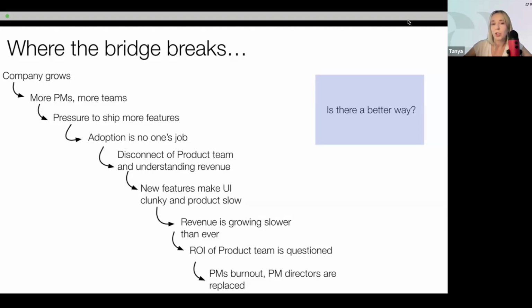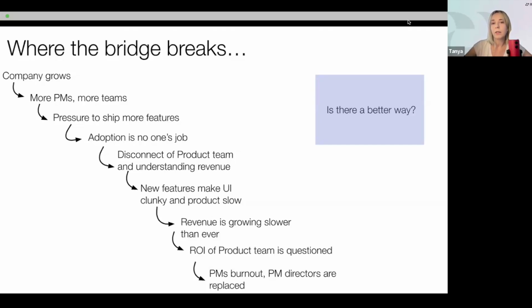They're shipping, and adoption of these features often gets out of focus, especially when features are not shipped very quickly because the engineering organization is not that fast. And actually, this pressure to ship more features brings a disconnect between the product team and the way the company is making money. The product team starts to drift away from understanding revenue.